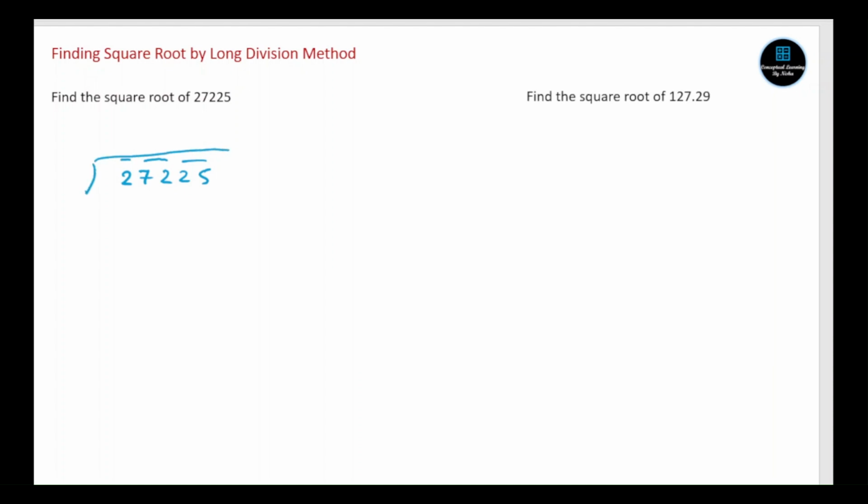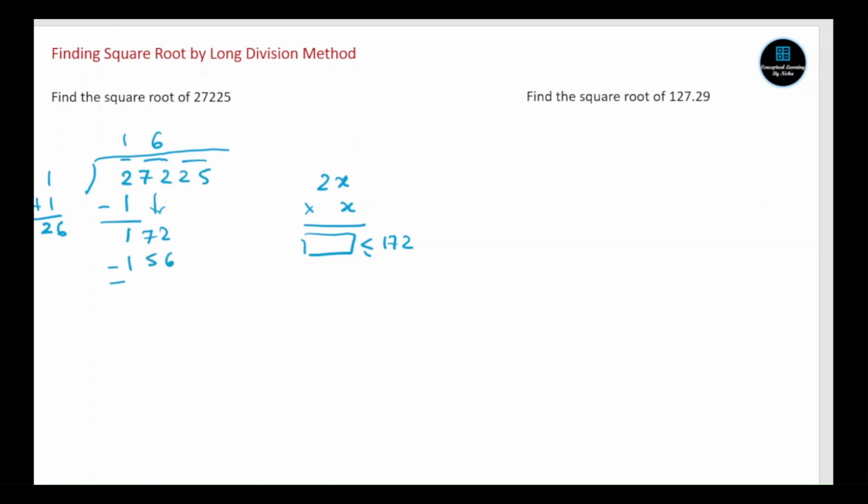The method will be the same. A perfect square which is 2 or less than 2. So 1 times 1 is 1. Subtract that, you will get 1. Add 1, don't forget that. Now bring 72 down. Now you have to think about 2x times x such that the answer is less than or equal to 172. So clearly what I'll get is 26 times 6.